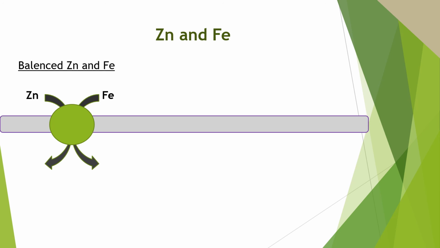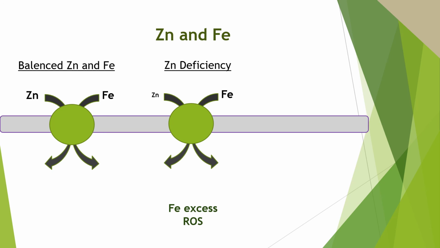So if we take a transporter that transports zinc and iron, not uncommon for a bunch of ZIPs, and then you have balanced zinc and iron levels, then you're fine, you're perfect. However, let's say you have zinc deficiency. So the amount of zinc going through that transporter is now lower, and so the proportion of metals that go through that transporter that are iron increases. You then start to build up a bunch of iron in your cell. You then get iron excess through the Fenton reaction. You get increased reactive oxygen species, and you get oxidative damage.